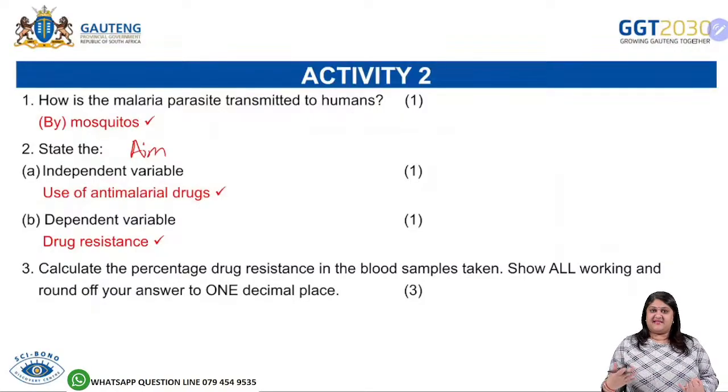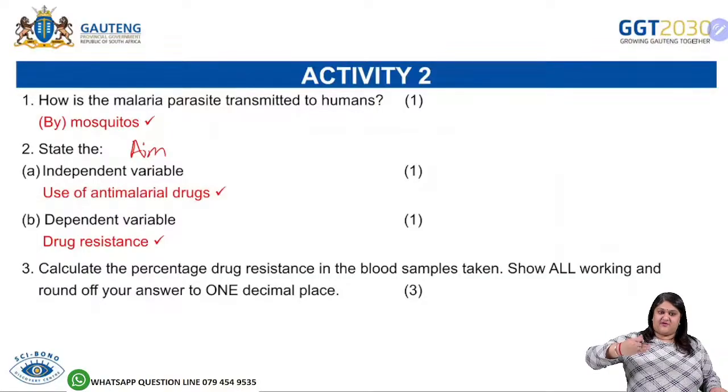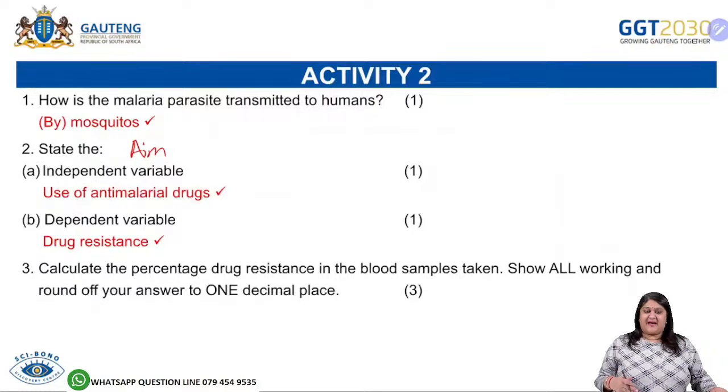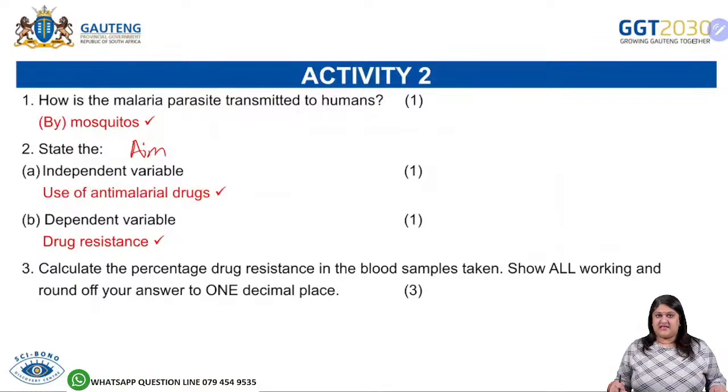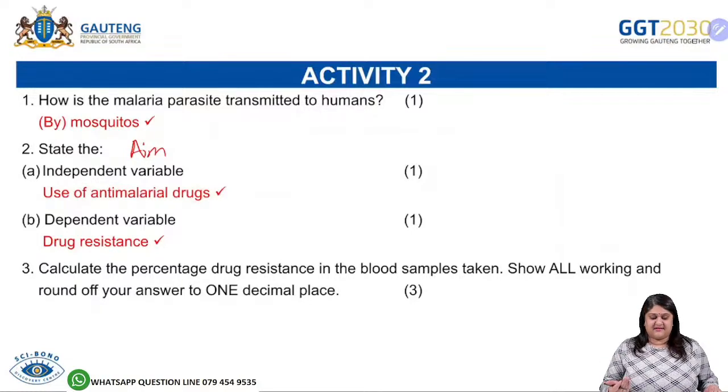when they're doing the investigation, remember what they said, they're going to be giving it to them. They're going to be administering the drugs. So the use of the anti-malarial drug is going to be determined, how much they're going to be given is going to be determined by the investigation. But what they're going to see is the effect of this. That is the dependent variable, which in this case is the drug resistance. Okay, so what happens now when they administer the drugs? What happens to the drug resistance?